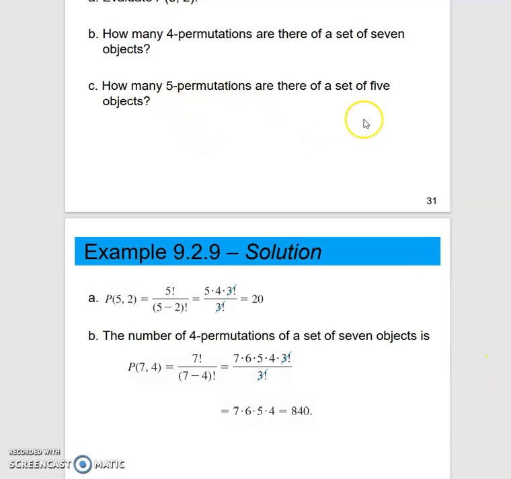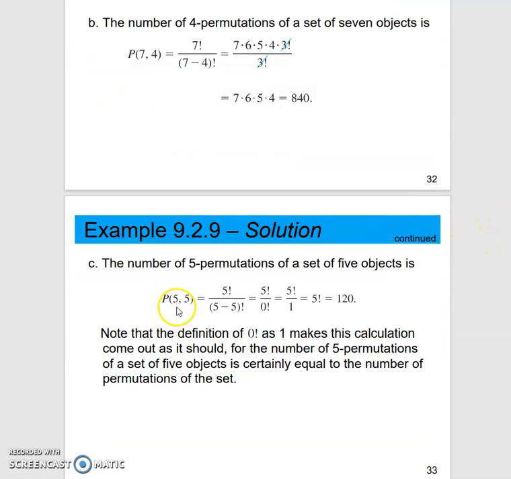And finally, how many 5 permutations are there of a set of 5 objects? So here it's 5 comma 5. That means on the bottom, I'm going to end up getting 0 factorial. Remember, we do define that as 1, and we can get that on our calculator if we forget. So this is just 5 factorial, which is 120. And that is everything in section 9.2.